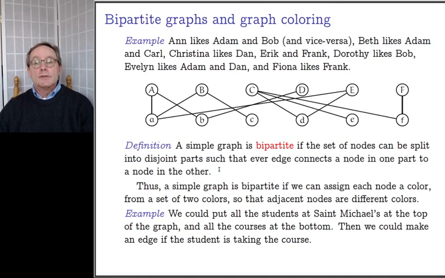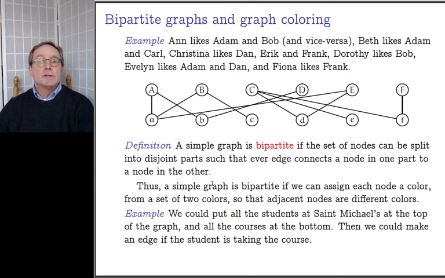A simple graph is called bipartite if the set of nodes can be split into disjoint parts, in this case the top line and the bottom line, such that every edge connects a node in one part to a node in the other. So here, every edge connects top to bottom. They connect in all kinds of crazy ways, but they connect top to bottom. Never are 2 tops connected, never are 2 bottoms connected.